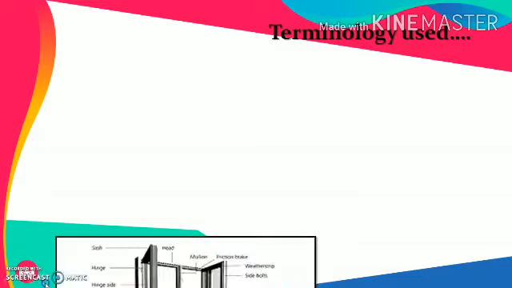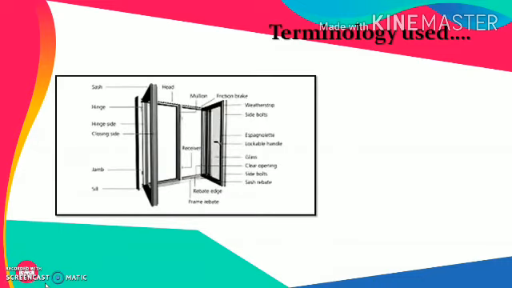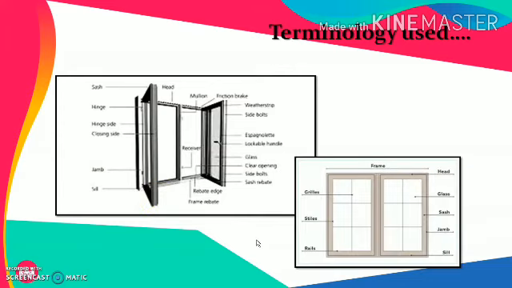Let's try to understand certain terms used in case of windows. In case of windows, like doors, there are certain common terms used. Those are head or mullion, sash, hang, the hanging side, the closing side, the hinge side, the jamb, stilt, and so on. So let's try to understand some basic terms with the help of this second figure.